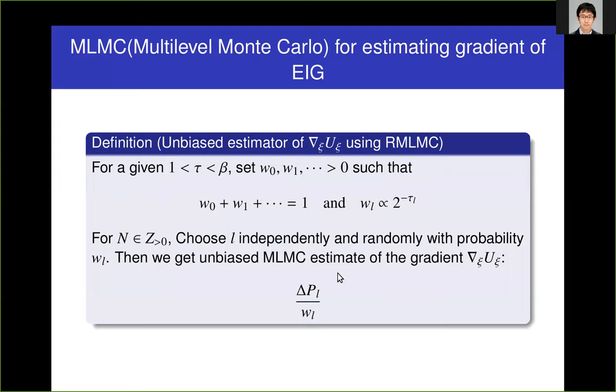This is the unbiased estimator for the gradient of EIG. First, we choose L randomly with the probability W and estimate delta P_L with a correction by W. And this is the unbiased estimator of the gradient of EIG.